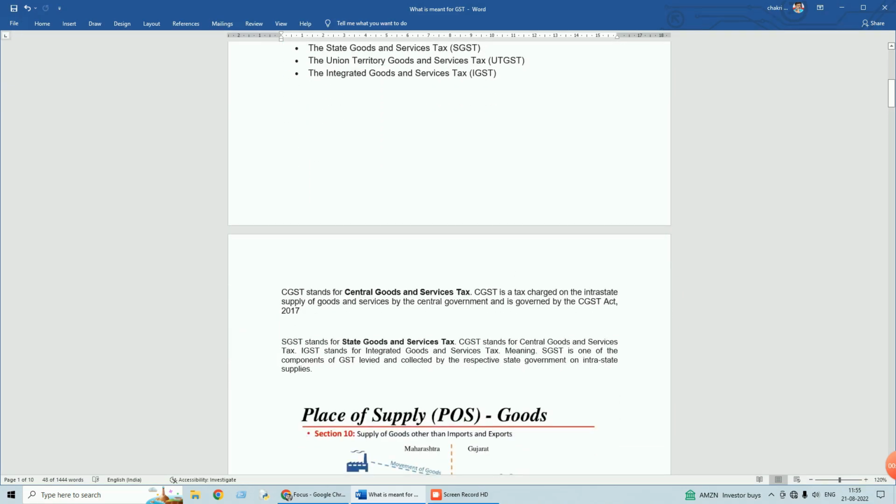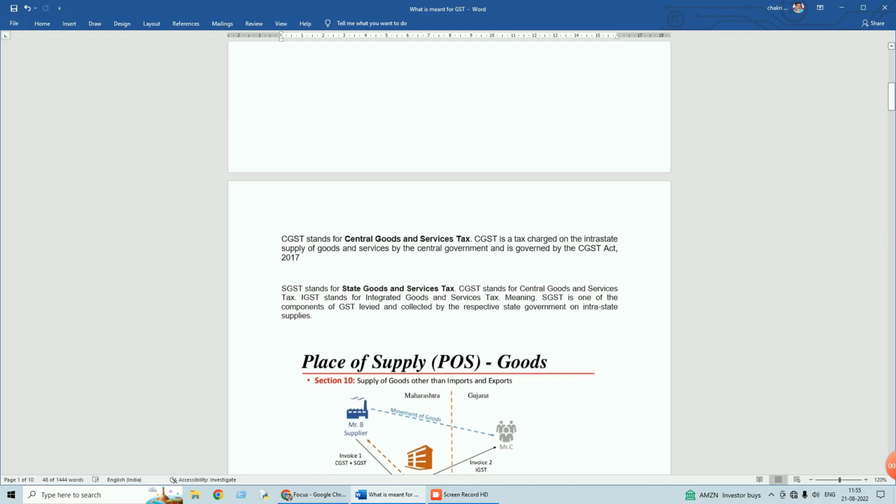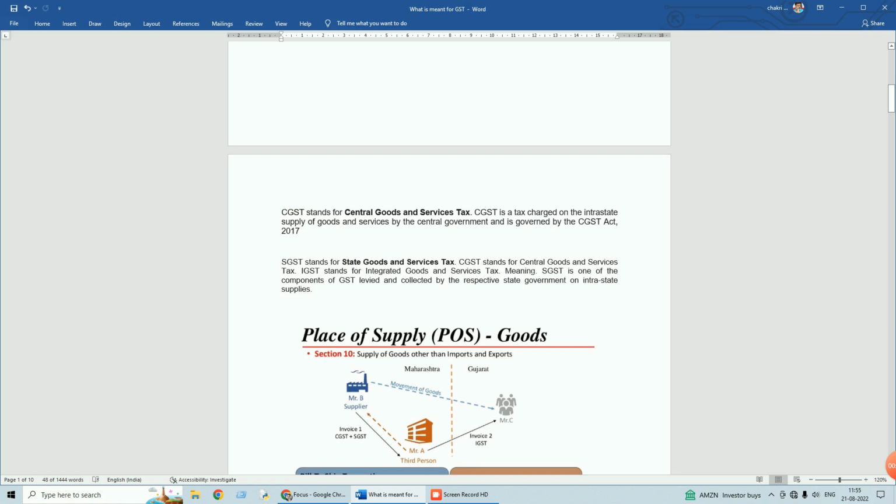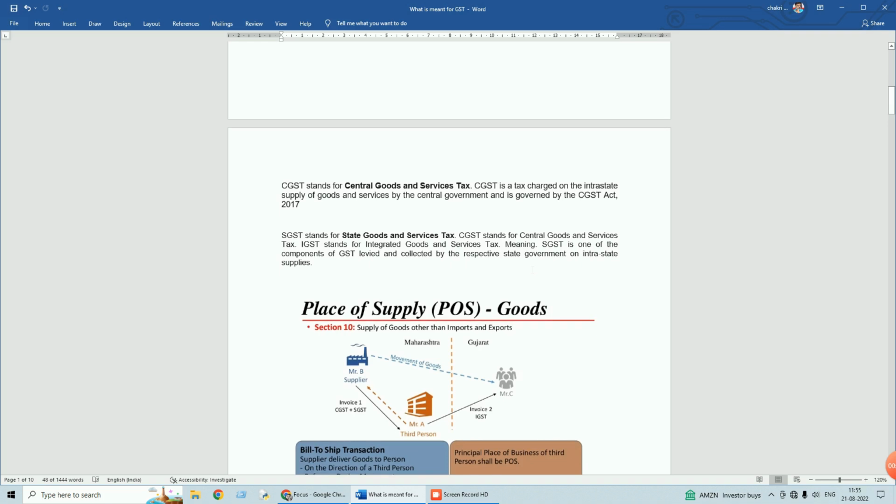Actually CGST, as I said, stands for Central Goods and Service Tax. This tax is charged on the intrastate supply of goods and services by the central government, and it is governed by the Central Goods and Services Tax Act 2017. So this has been implemented from 2017. SGST stands for State Goods and Service Tax.